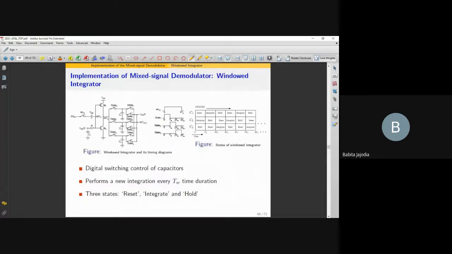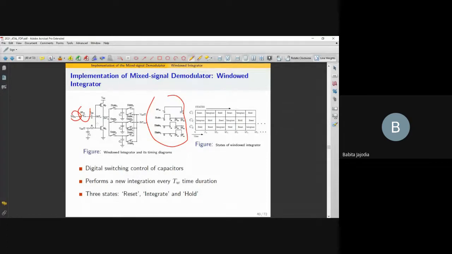Okay, so this is the design, as I mentioned, the windowed integrator. As we mentioned, the squarer output will be connected as an input. This will control how the different stages and everything will be controlled. So this is how the control will happen.